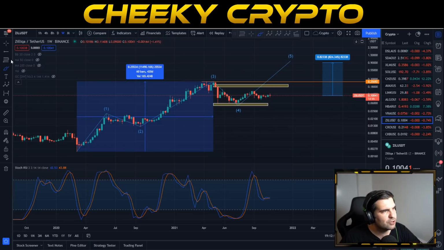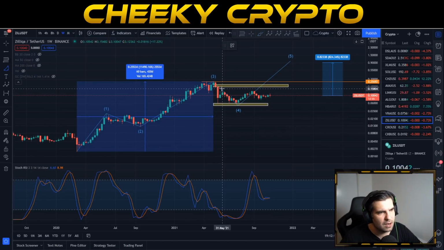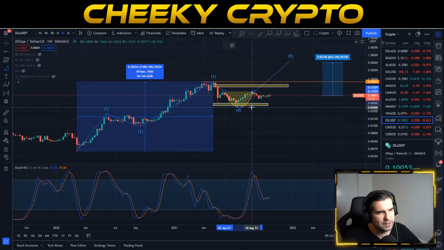The other thing that's quite interesting, I think it's worth noting, let me just grab hold of our arc here, is there is a potential for a cup and handle pattern.